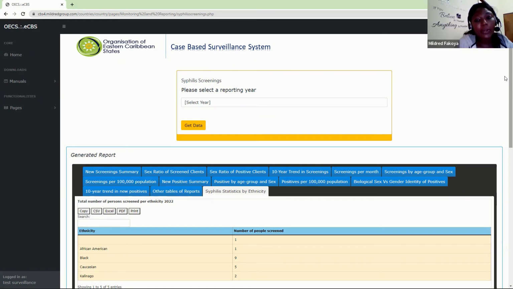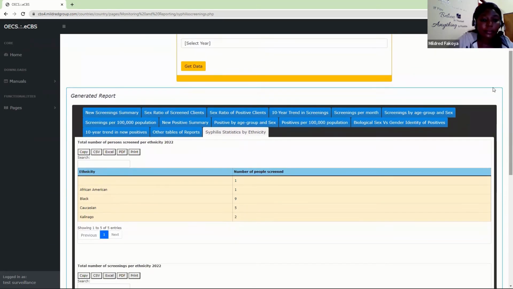So I will show you in the master trainers training how it is going to present the figures when your population is lower than the 100,000. So you might have more 0.00 something instead of whole numbers. So for this system, when we talk about screenings and positivity, we use per 100,000, but when we go to babies and births, we use per 1,000 population.